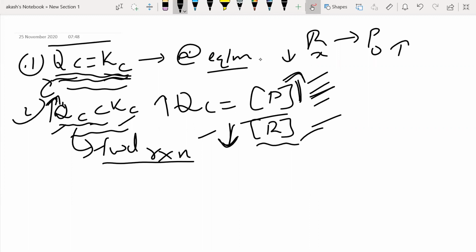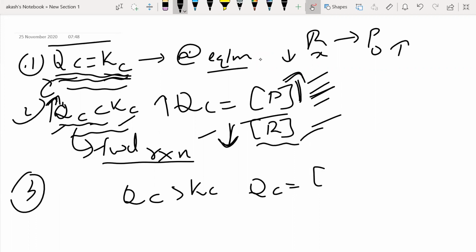I'll just give you the third thing also, then I'll ask if you have any doubts. So the third and final case is obviously where QC is greater than Kc. Right, so obviously you know what is going to happen. I'm going to get a backward reaction, but we'll see how. The same thing, right? QC will again be products by reactants.